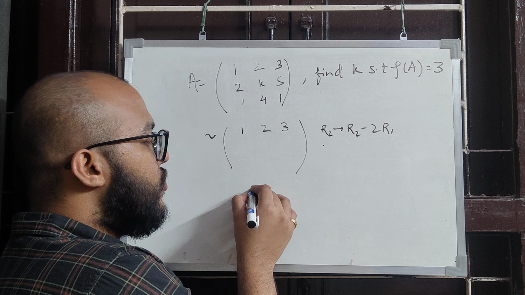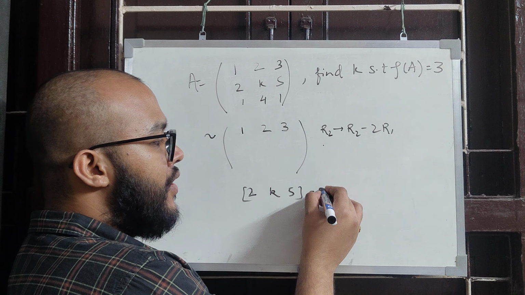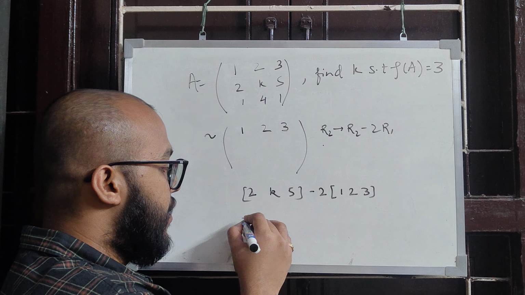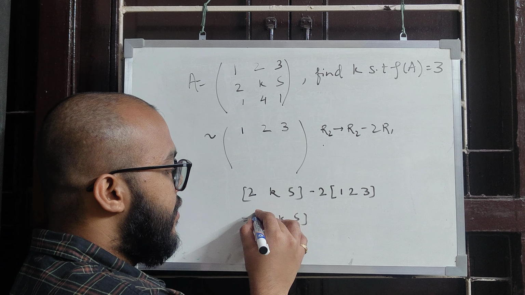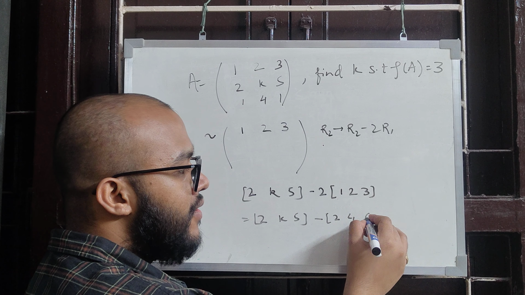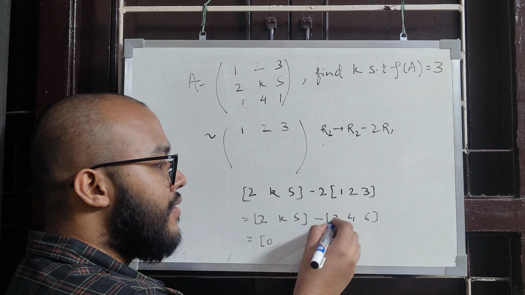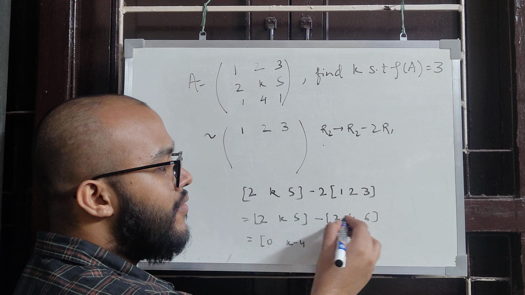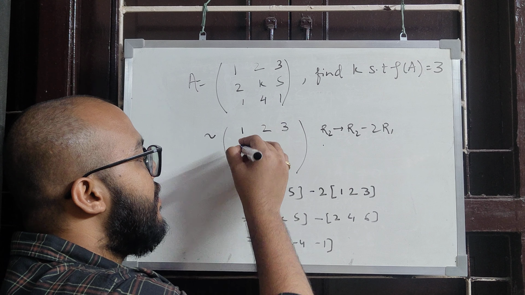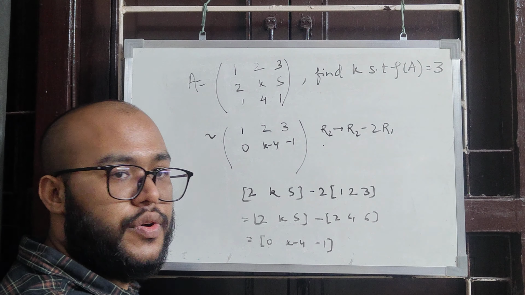Okay, so let's do it. 2, k, 5, minus 2 times row 1, that is 1, 2 and 3. Copy this 2, k, 5. Take this 2 inside: 2 times 4 and 2 times 6. So 2 minus 2 is 0, k minus 4, and 5 minus 6 is minus 1. So let's copy this here. This is 0, this is k minus 4, and the last one is minus 1.